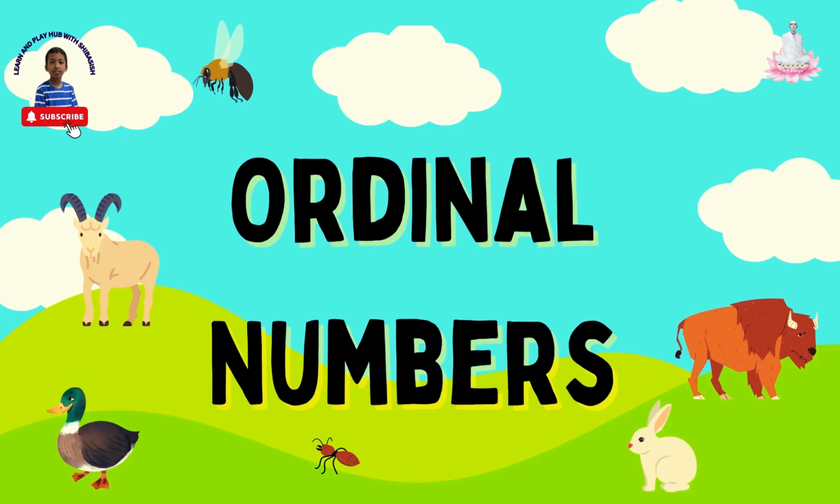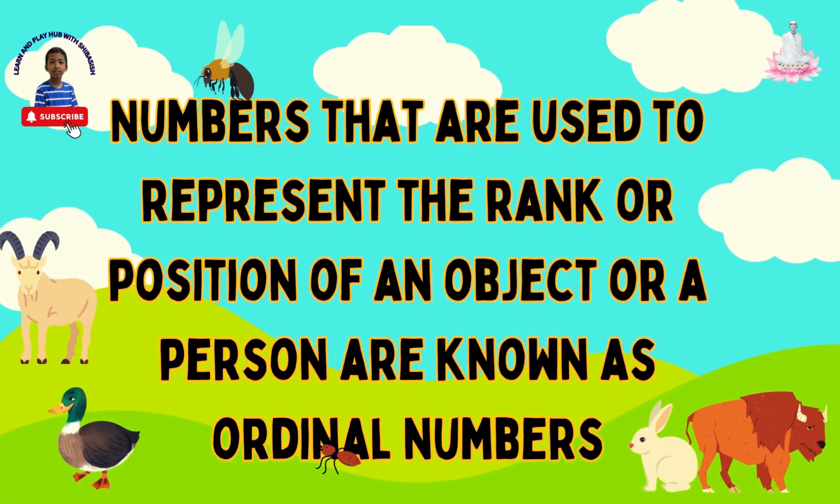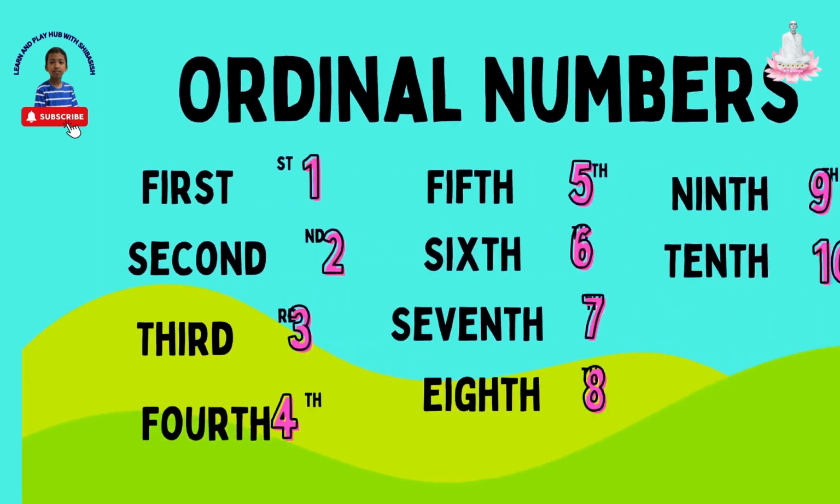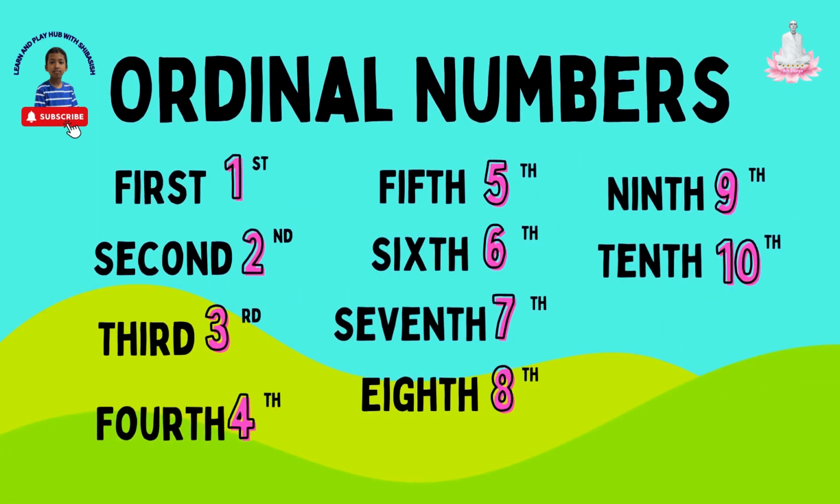Ordinal numbers. Numbers that are used to represent the rank or position of an object or a person are known as ordinal numbers. Ordinal numbers: first, second, third, fourth, fifth, sixth, seventh, eighth, ninth, 10th.